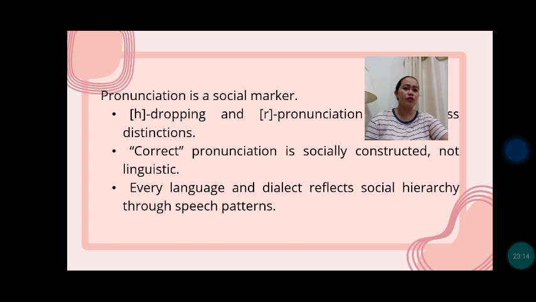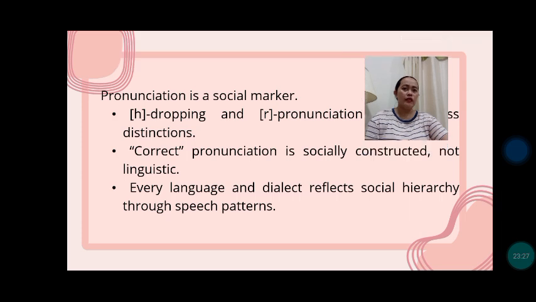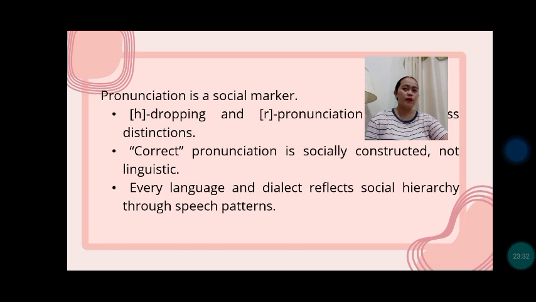Next, to wrap up pronunciation: it's not just about language, it's a reflection of identity. Features like H dropping and R pronunciation show clear distinctions. What's considered proper speech is socially constructed. It depends on cultural norms. Every community uses pronunciation to express belonging, identity, and even power. So the next time you notice someone's accent, remember, it's not just a sound, it's social meaning in action.